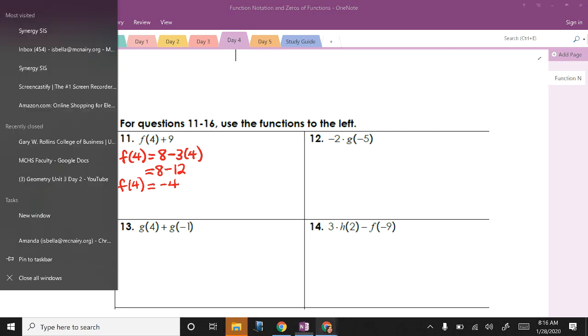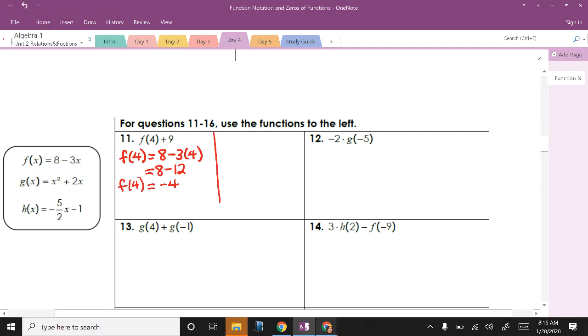But I'm supposed to find f of 4 plus 9. Well, f of 4 is negative 4, so f of 4 plus 9 is going to be negative 4 plus 9. Y'all see that? This right here is negative 4. I worked that part out. So I can replace this with negative 4. So negative 4 plus 9 will get me my final answer. And what is negative 4 plus 9? 5. Final answer. Okay? Yep. That's all you got to do.